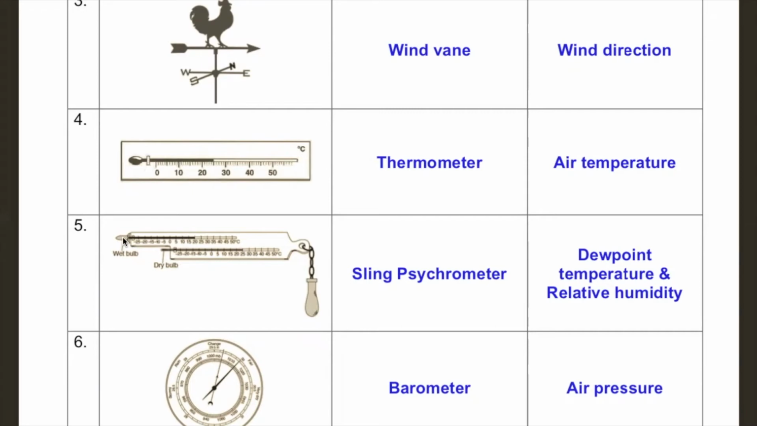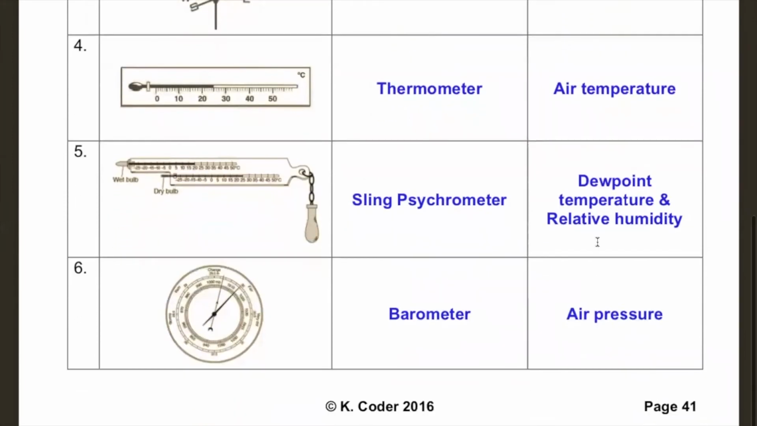And it can tell you how much moisture is evaporating into the atmosphere by using your ESRT. It's called a sling psychrometer, and this helps you measure your dew point and your relative humidity. So dew point, once again, is the temperature you must reach to be full, and relative humidity is what percentage full you are.